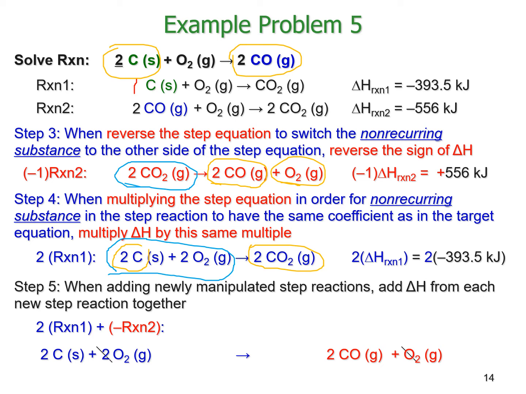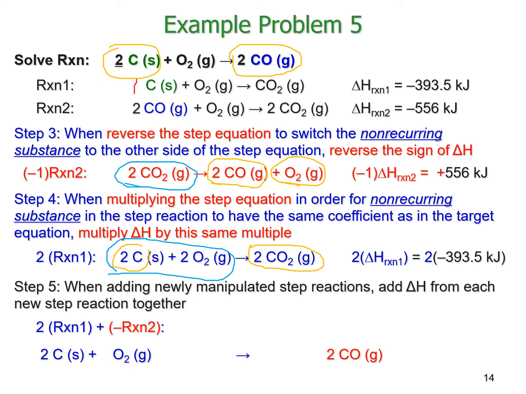In this way, O2 from the left cancel, and we reduce coefficient 2 of O2 down to 1. This is what we have. 2 carbon plus O2 yields 2 carbon monoxide. Look at our target equation. We got it. 2 carbon, 1 O2 yield 2 carbon monoxide.